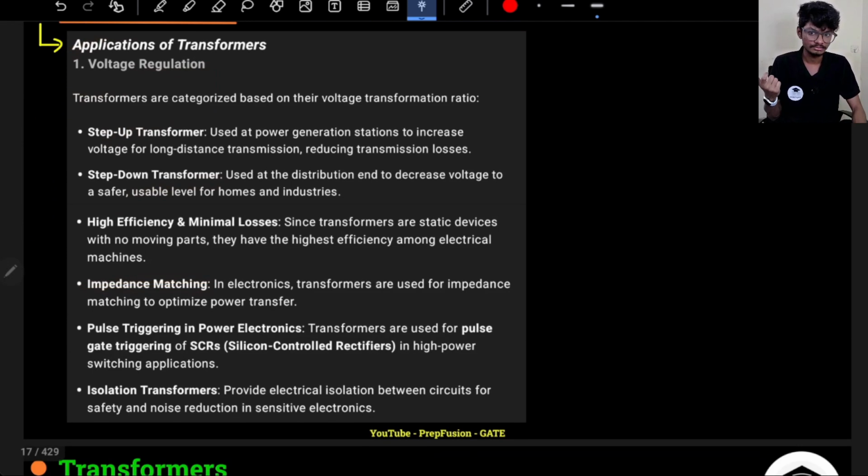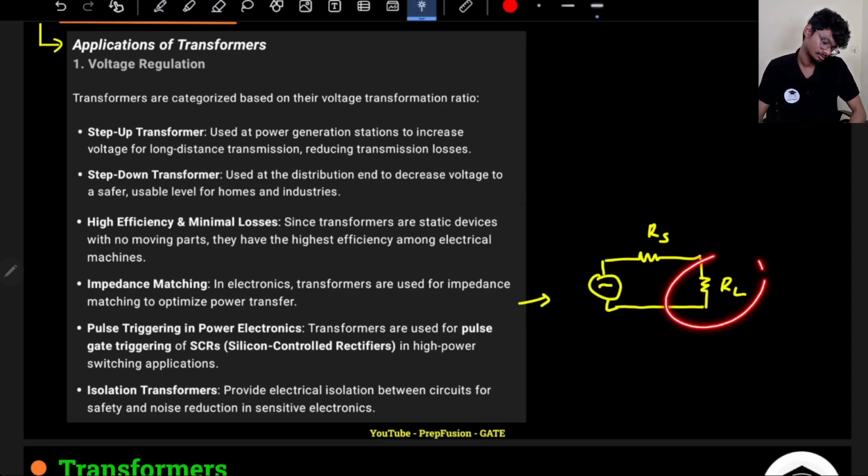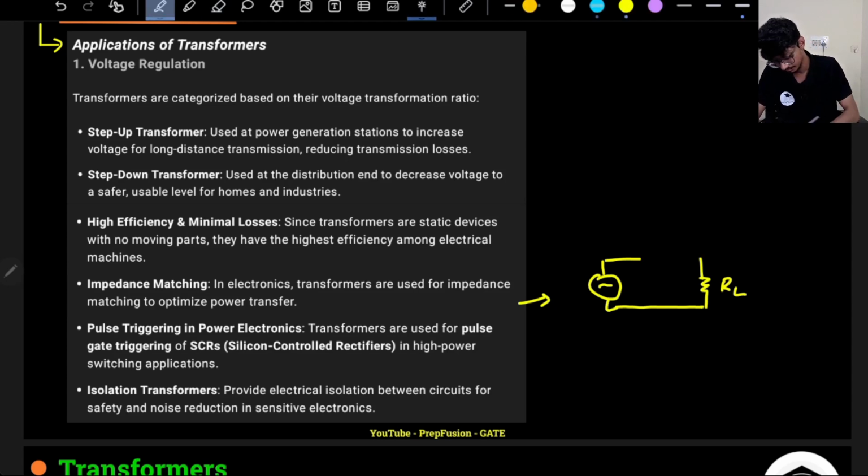Impedance matching as well, because, like we will learn later on, let's say I have this resistance and this is my RL, okay? This is some RS source resistance, and here I have some supply, right? Some supply I have. So I want to transfer the maximum amount of power to this. How will I transfer the maximum amount of power? Sometimes what we do is, instead of directly connecting this resistor, we have a transformer here. Why do we have this transformer? I will tell you why we have this transformer.